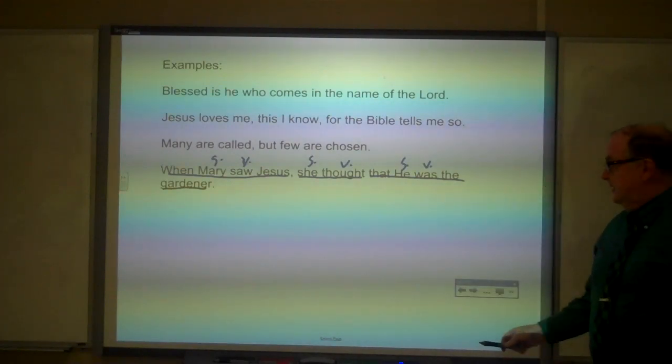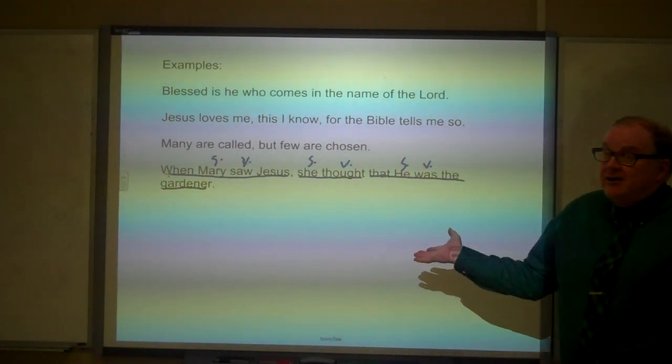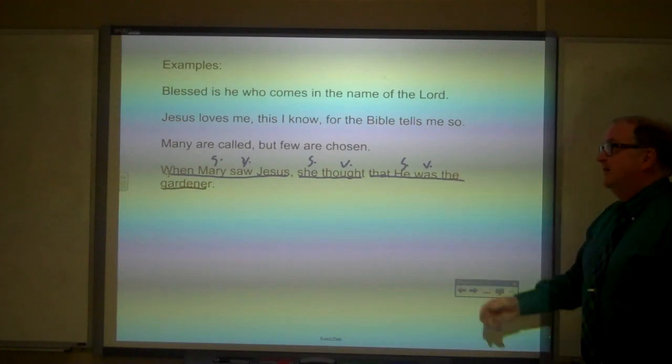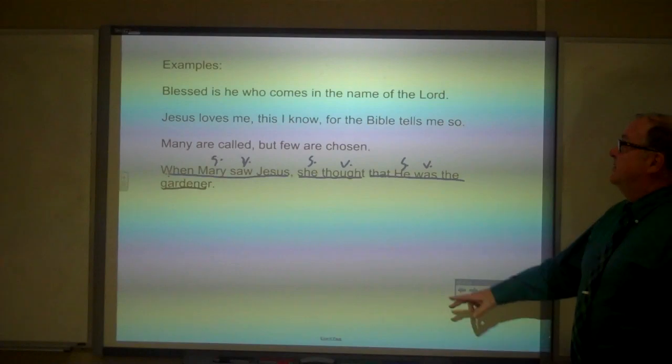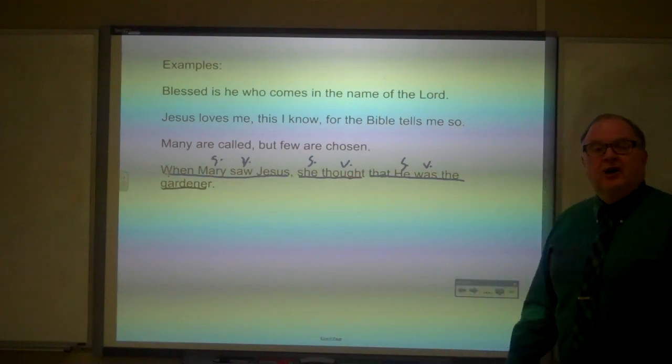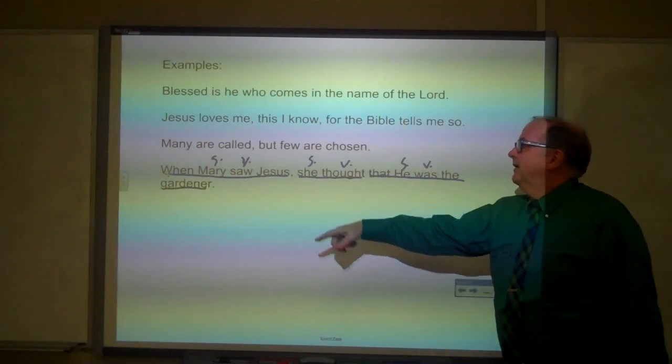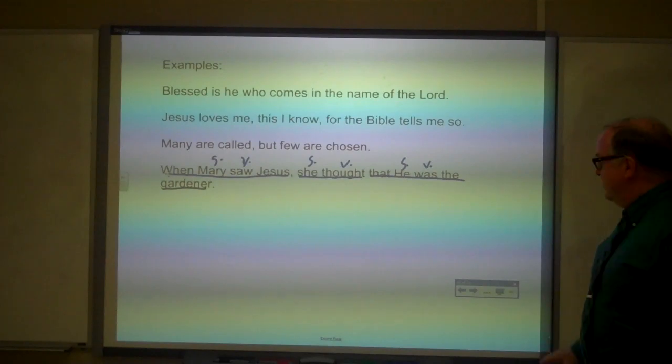So, not uncommon in English. Not a very long sentence, but it's got three clauses. In this case, the main clause is she thought, so one independent clause, and then the others are subordinate clauses.